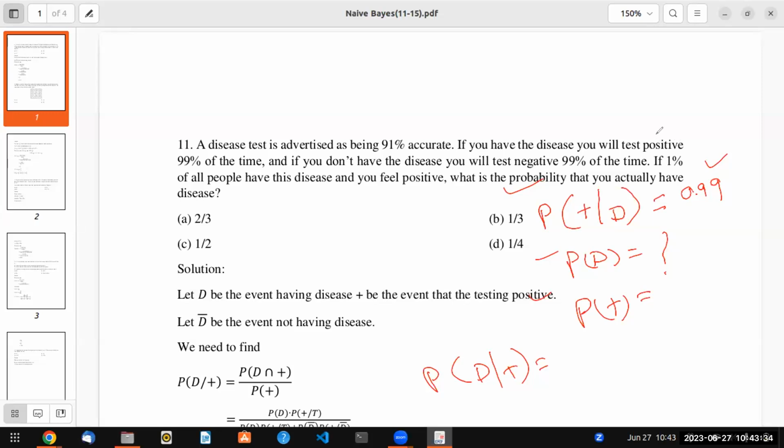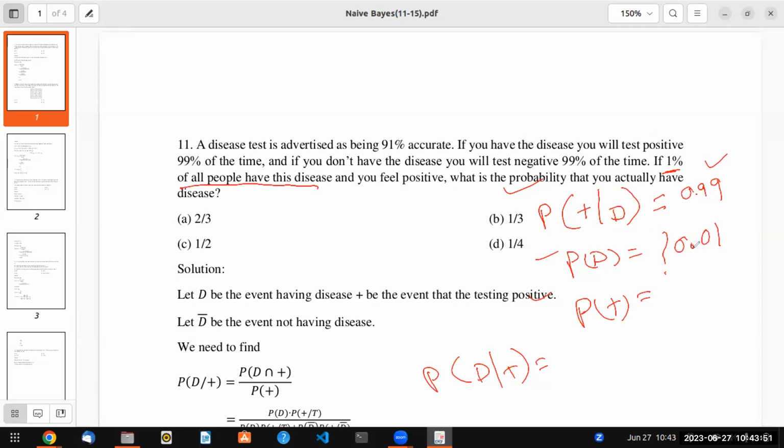That answer is correct. So 1 divided by 100. 1% of all people have this disease. It is written here, right? So that means probability of disease is 0.01.